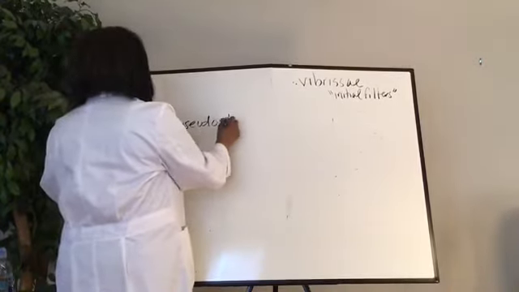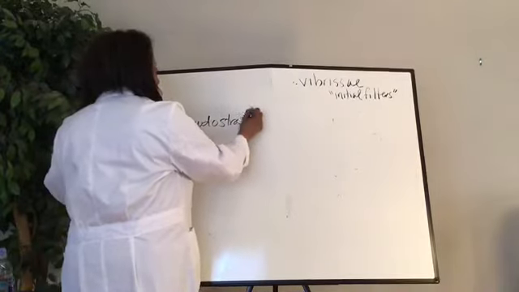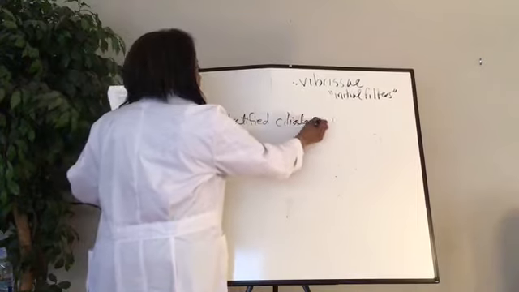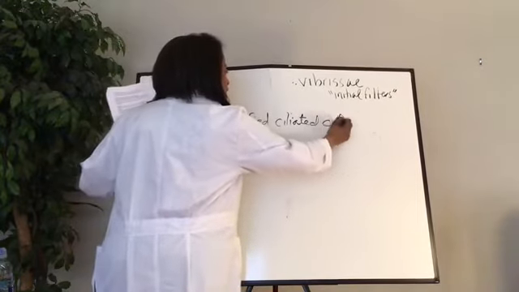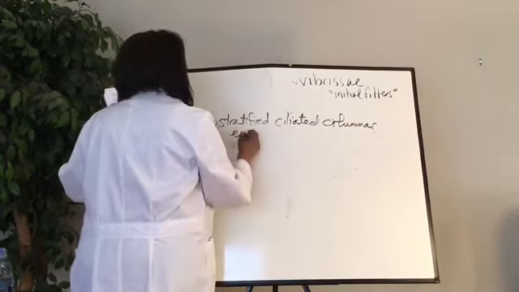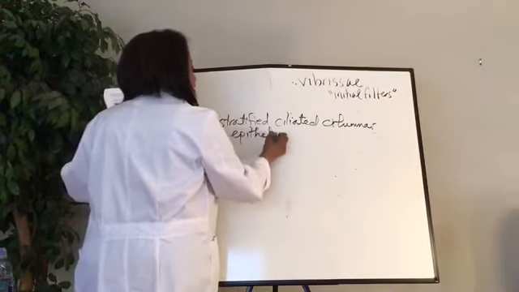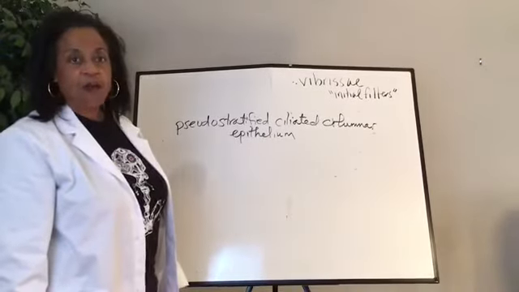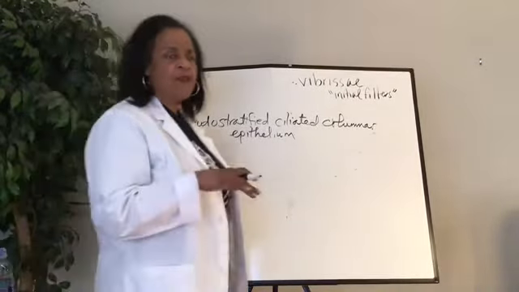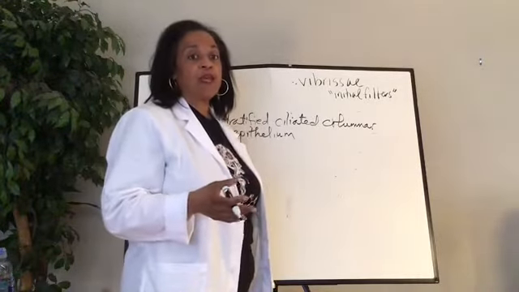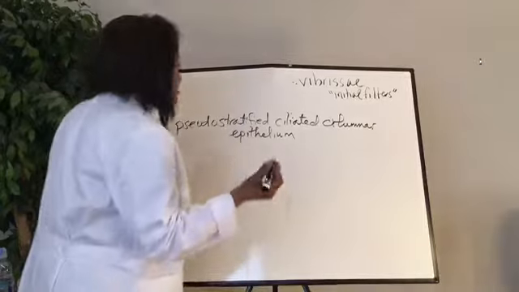It's pseudostratified, ciliated, columnar epithelium. Pseudostratified ciliated columnar epithelium. Now you guys remember from 240 how this epithelium looks, but let's just look at it.